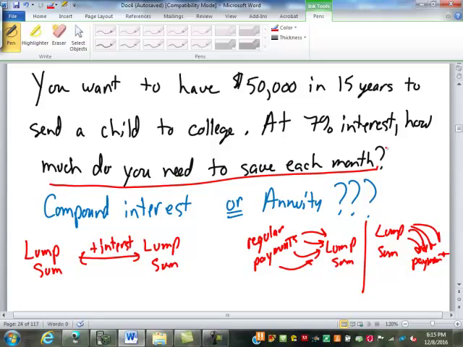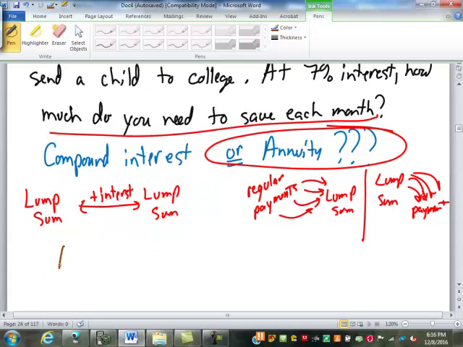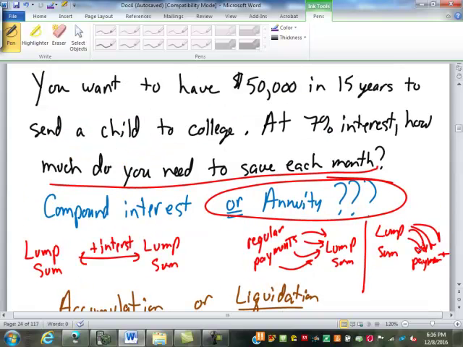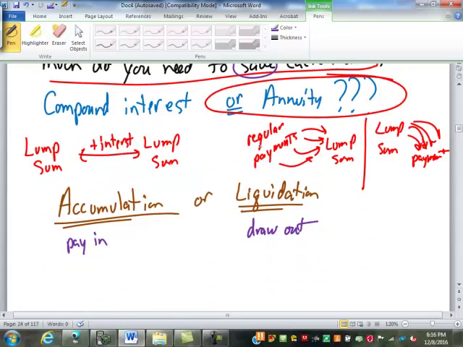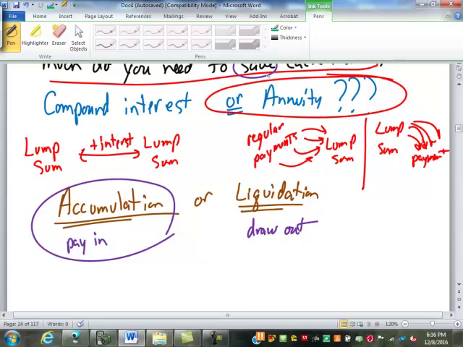How much you have to save each month? That's implying regular payments, right? It doesn't say how much would you have to put away now. It's how much would you have to save each month. So that is an annuity, and not just compound interest. Next, is it accumulation or is it liquidation? Accumulation, we are paying in. Liquidation, we draw out. Are we looking to pay in or are we looking to draw out? We're going to save. We're paying in each month. We're accumulating. So this is the accumulation phase, which means we use the shorter formula. It doesn't have that extra little term in it.